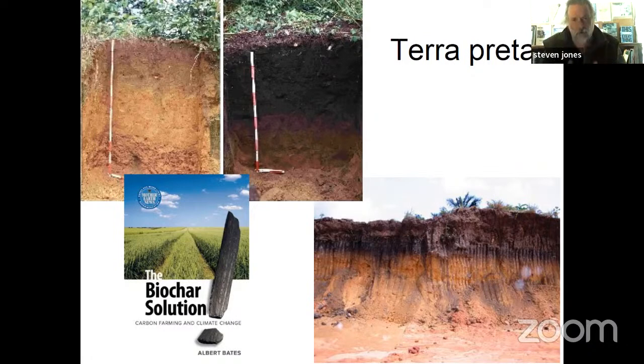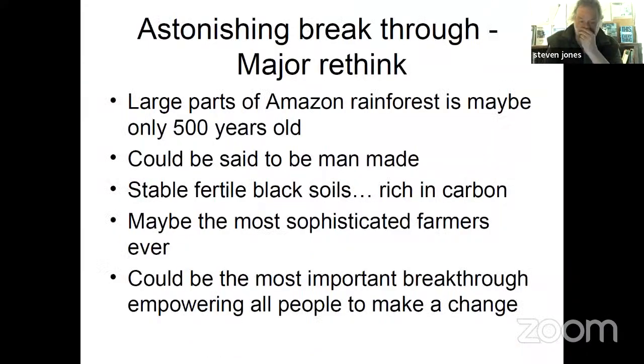But when people looked at these black soils under a microscope, they're full of not just particles of charcoal, which they are, but also bits of broken pottery. Clearly a lot of human interaction. So here's the confusion.